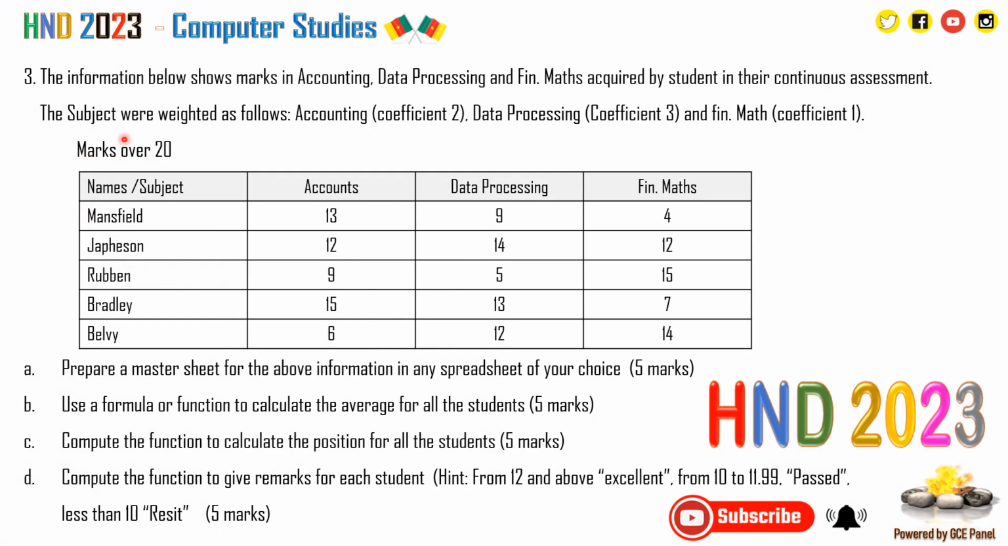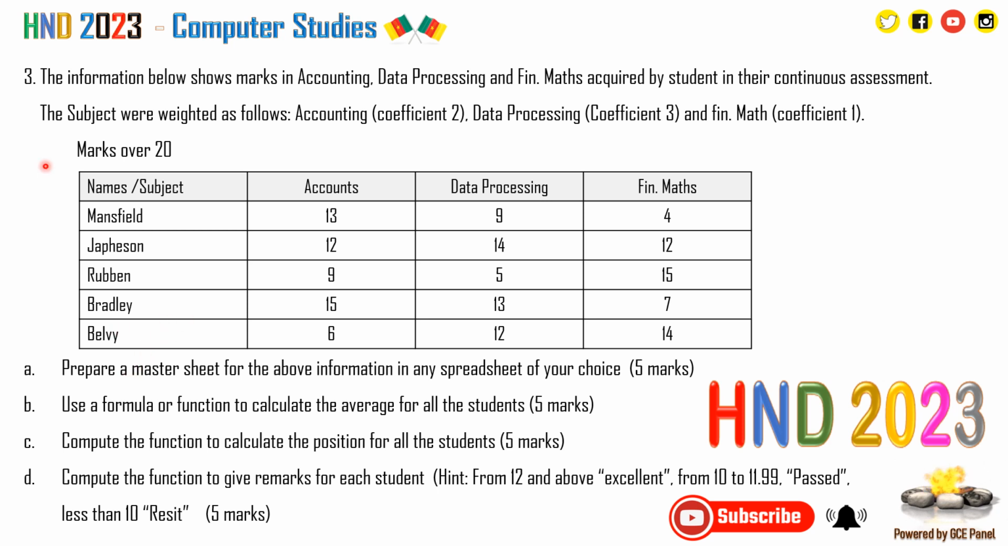Now, question 3 reads: the information below shows marks in accounting, data processing, and financial maths acquired by students in their continuous assessment. The subjects were weighted as follows: accounting coefficient 2, data processing coefficient 3, financial math coefficient 1. Now these are the marks of the students on 20. So we have names and subjects for accounting, data processing, and financial maths. And the students are Mansfield, Jefferson, Robin, Bradley, and Belvey. These are their marks.